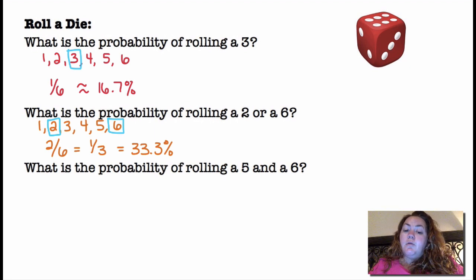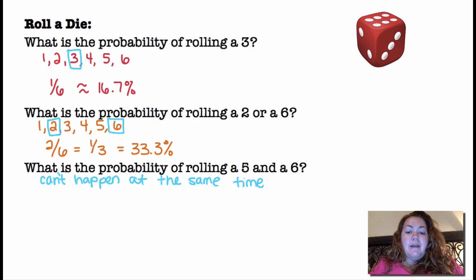What is the probability of rolling a 5 and a 6? Well, if I'm only rolling a single die, this can't happen at the same time. I can't get a 5 and a 6 at the same time if I'm rolling a single die. So the probability of that happening is 0%.